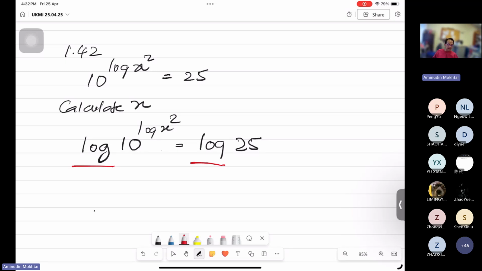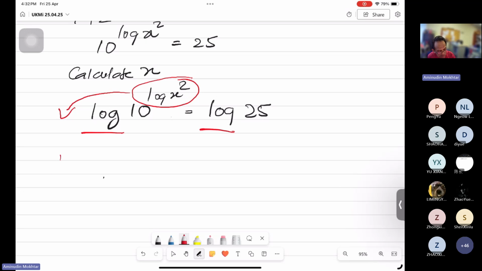Since the equation is now in log form, the power can be taken and written in front of the log. So this is equal to log x to the power of 2, the power of the log times log 10, equal to log 25. I hope all of you can follow what I'm trying to show here. If you have any questions, just let me know.